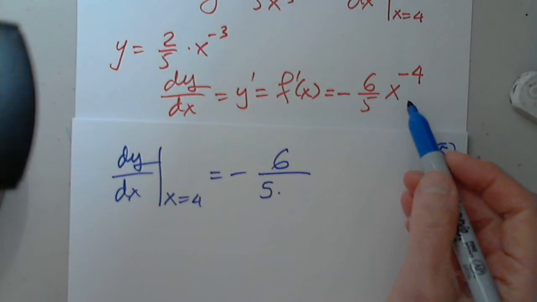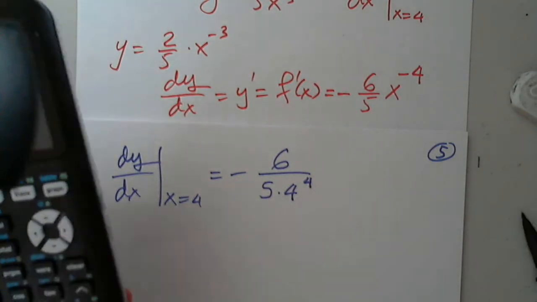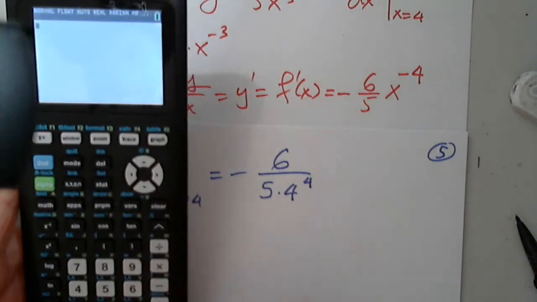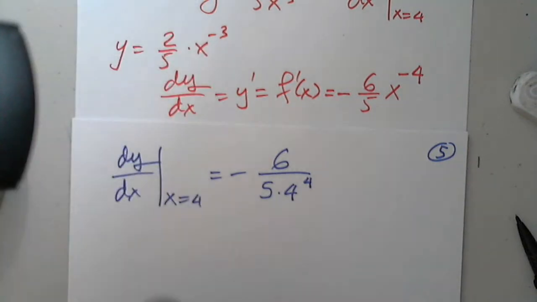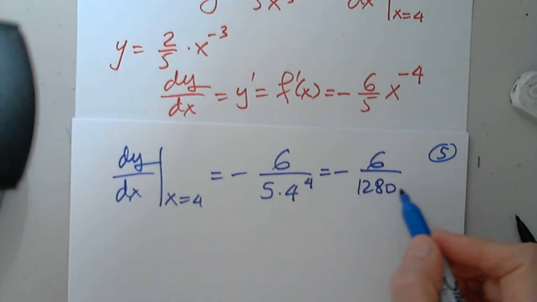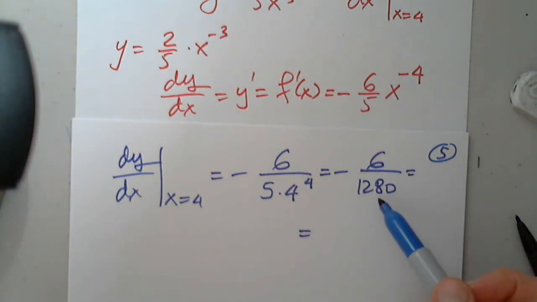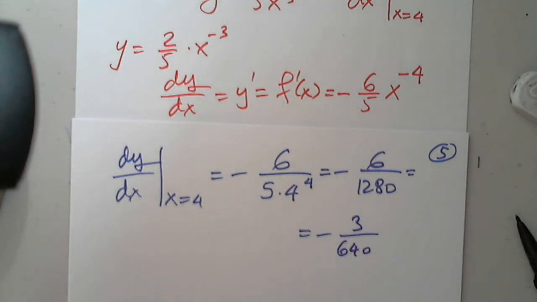Okay, so then dy over dx when x is 4 will be -6/5 times 4 to the 4th power. Whatever that is, I have my calculator up, but I really don't care for doing that. So 5 times 4 to the 4th power, I got 1280. So -6/1280, and now I have to simplify it by 2. -3/640, that's it.